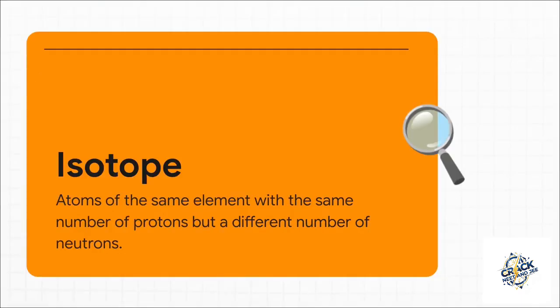So what even is an isotope? It's pretty straightforward, really. All atoms of one element have the exact same number of protons. That's what makes it that element in the first place. But they can have a different number of neutrons. So you've got the same element, but with a different weight. They're like siblings, definitely part of the same family, but not identical twins.